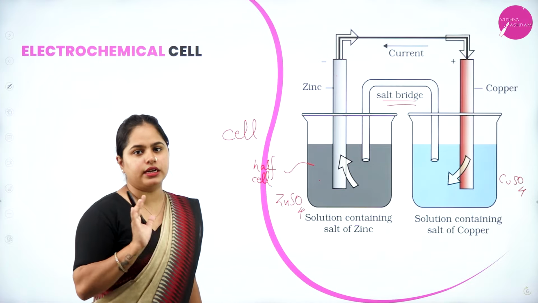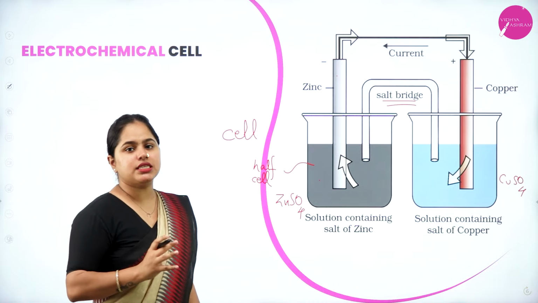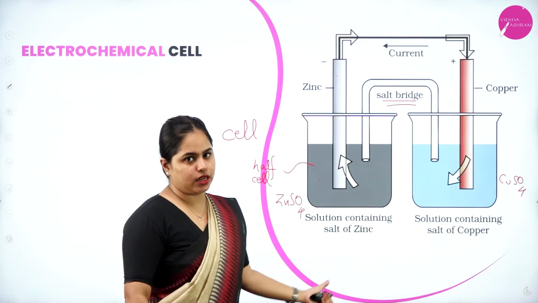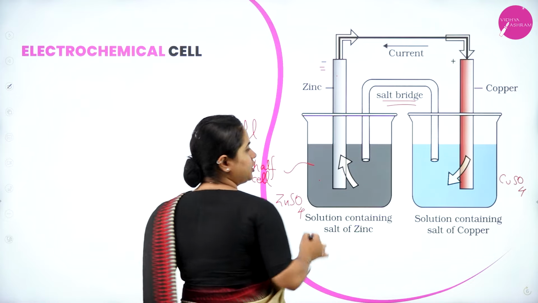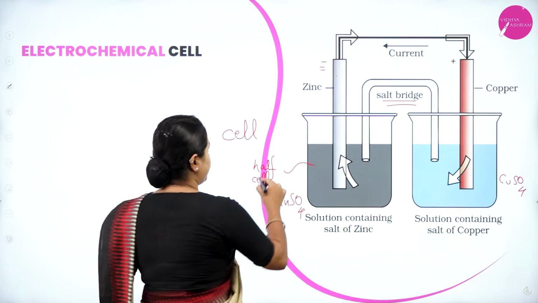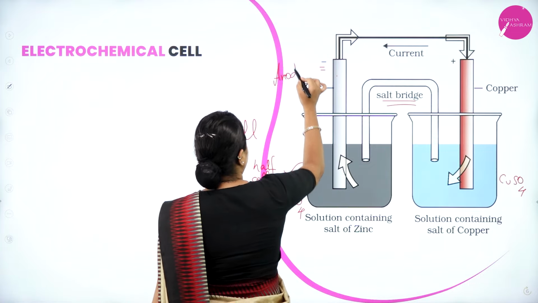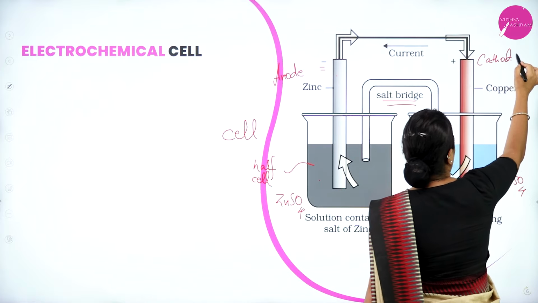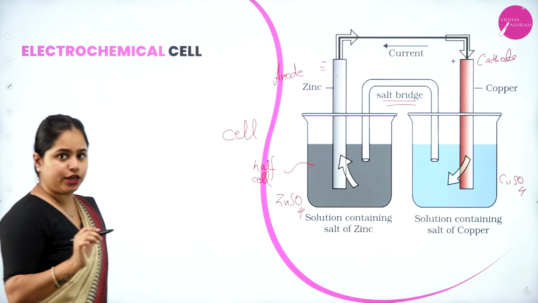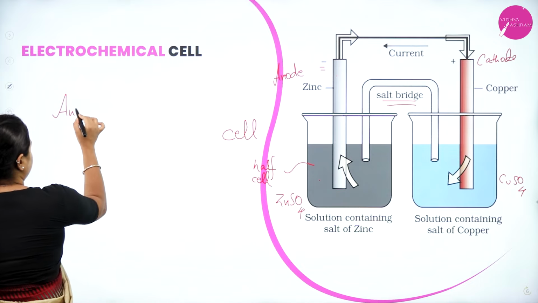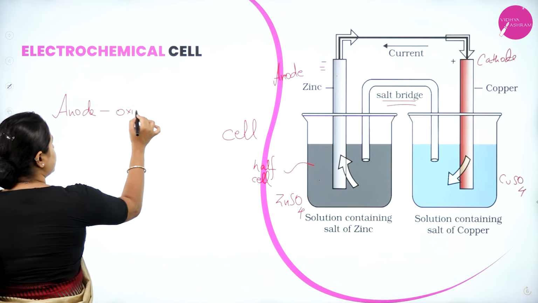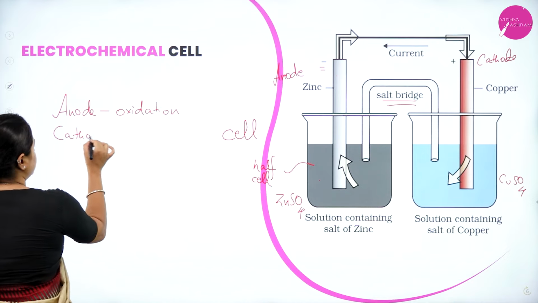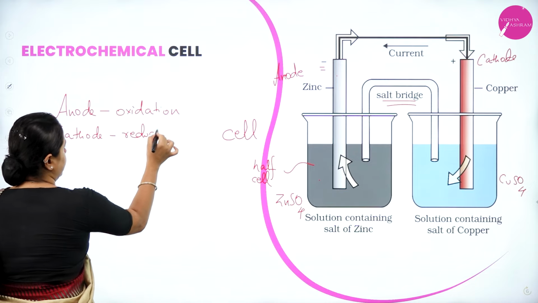I hope the basic connection and the things present in an electrochemical cell are clear to you. Here you have zinc dipped in zinc sulfate solution, and you can see a negative charge here. This is the negatively charged electrode, and the negatively charged electrode is called the anode, and the positively charged electrode is called the cathode, right? What you have to remember is that in an electrochemical cell, at the anode oxidation always takes place, and at the cathode reduction takes place simultaneously.